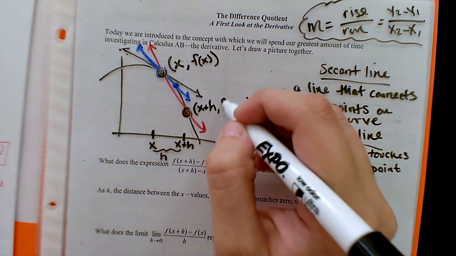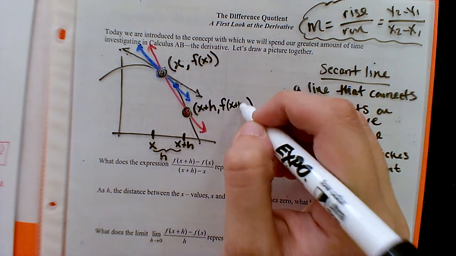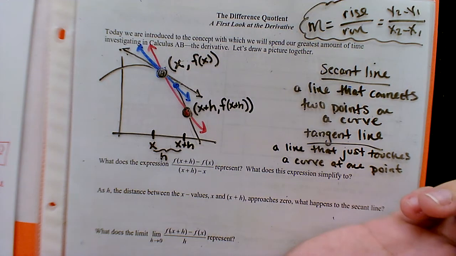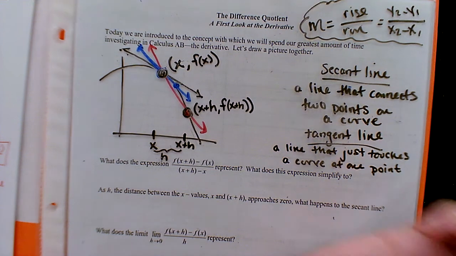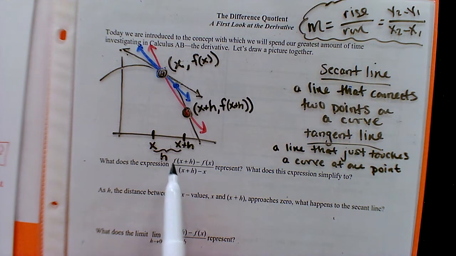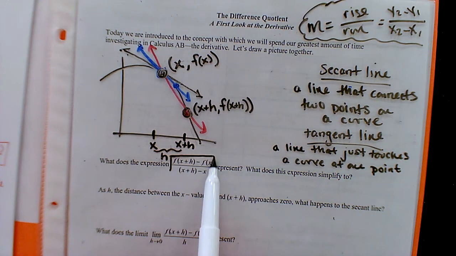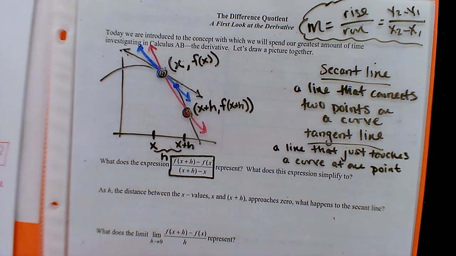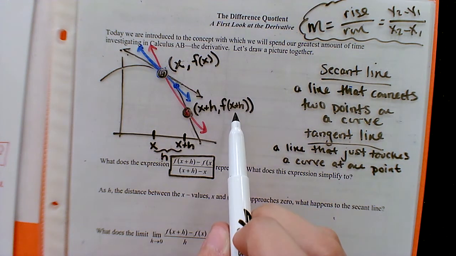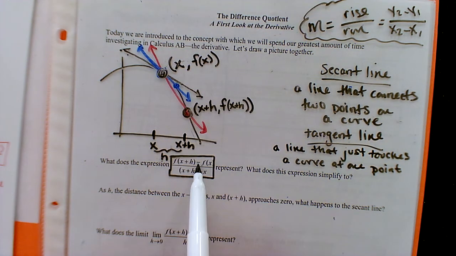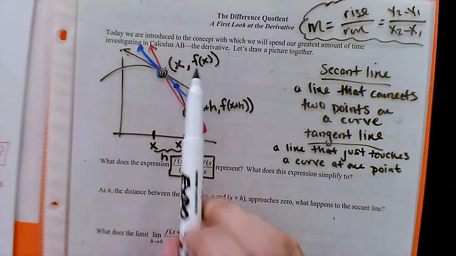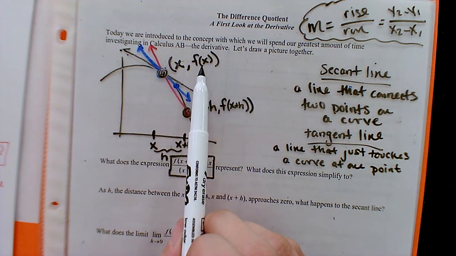Yeah. f of x plus h. Very nice. All right, so this is going to lead us into the first question here. What does the expression f of x plus h minus f of x, all over x plus h minus x, represent? Notice how f of x plus h is the y value from one point, and you're subtracting f of x, which is the y value from the other point.